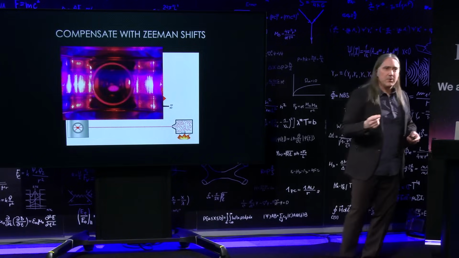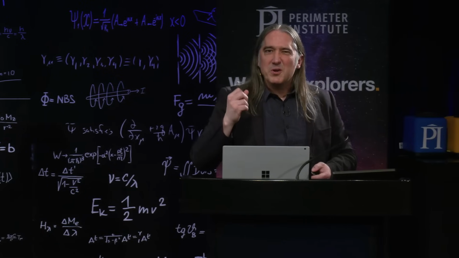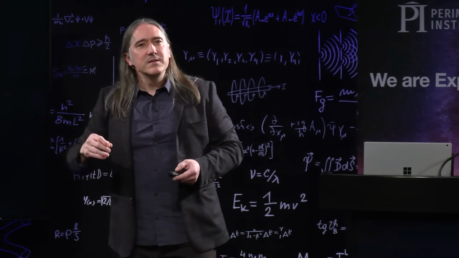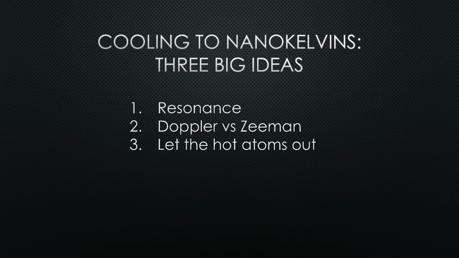It's pretty good. It's pretty cold. It's not ultra cold. Well, some people call it ultra cold. So the first two ideas: resonance, we can talk very precisely to the atoms. Doppler versus Zeeman, we can talk to precise velocities, and we can choose the velocity by choosing the magnetic field. The last step is just let the hot atoms out.